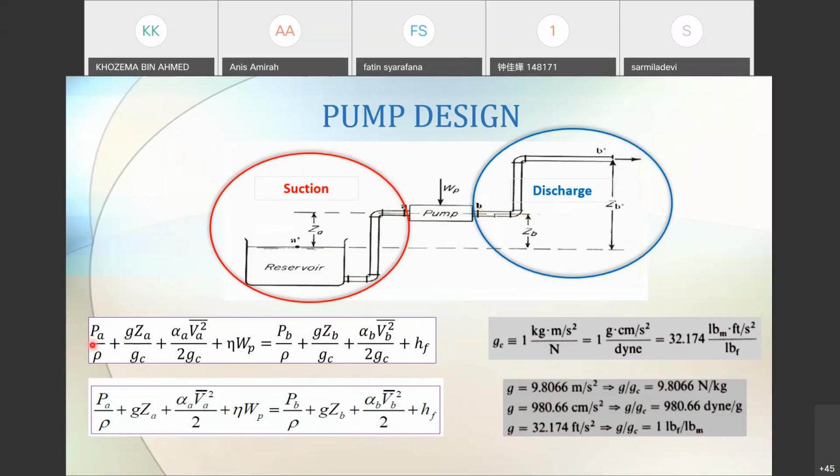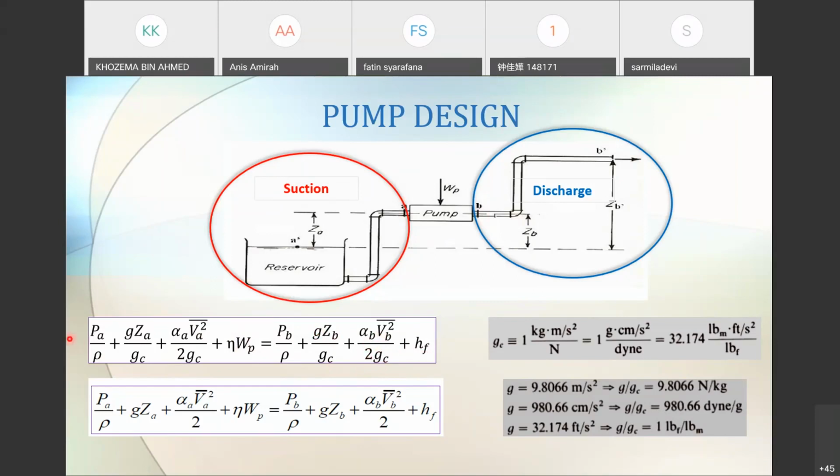So this is what we call pressure at point A, PA over rho A plus G ZA over GC plus alpha A VA squared over 2GC plus, this is what we call as efficiency coefficient, WP. This is the work term, is equal to PB over rho plus G ZB over GC plus alpha B VB squared over 2GC plus HF.